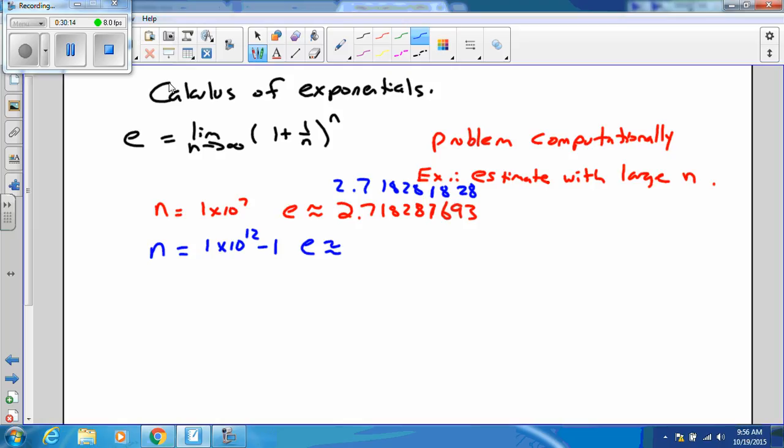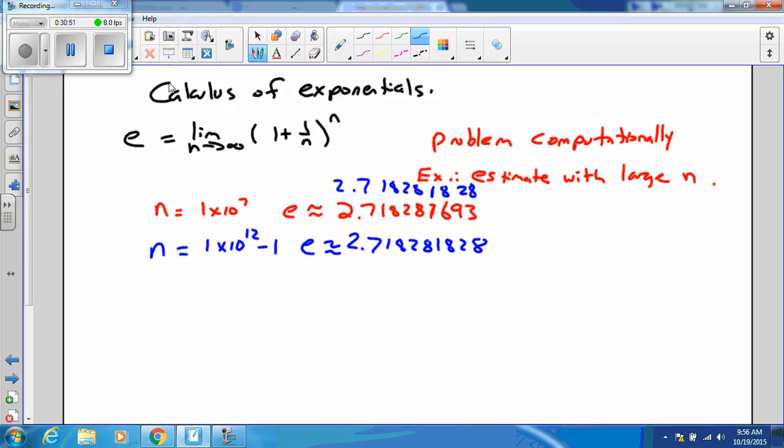Let's try that again. So you have 1 plus 1 over, let's just make it 10 to the 12, to the 1 E 12. In fact, that's spot on to however many decimal places.